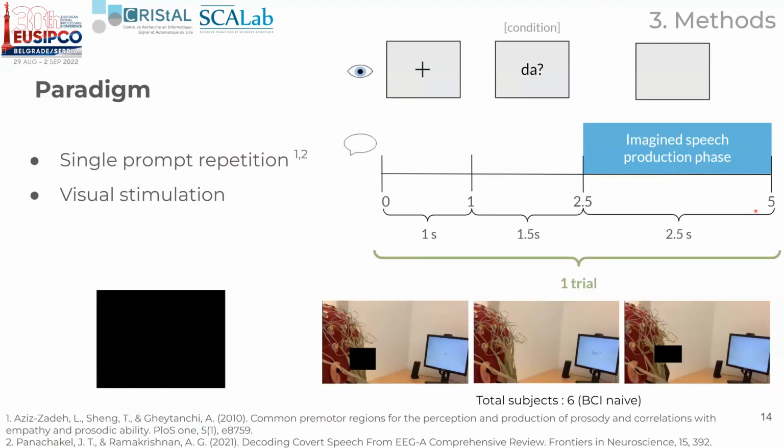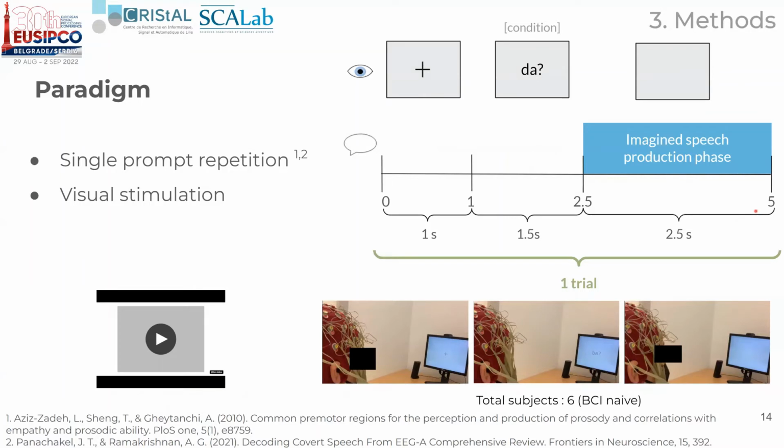Once we defined our decoding objective, we designed the experimental paradigm. Our 6 participants first saw a fixation cross for 1 second, afterward the prompt for 1.5 seconds, and after the prompt disappeared, they had to repeat it with their imagined speech. As you can see here on the left, this video shows us an example of what our subjects saw.